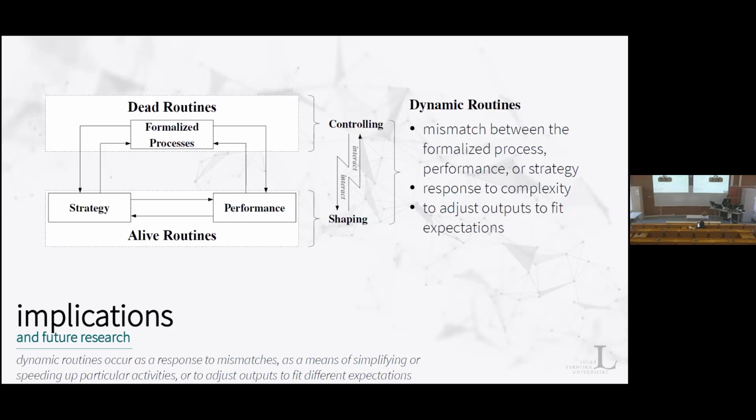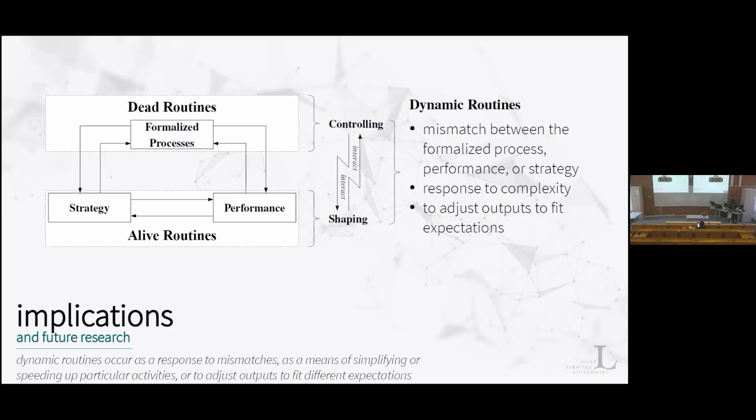But how do dynamic routines occur then? Well, from this explanation model that we just went through, it was clear that dynamic routines can occur in response to complexity. Is there any way that we could make this simpler, speed the process up a little bit? Like we saw with the risk analysis case. Here we have an example where doing this over and over again helped them shape a new understanding for how they could do this activity in the future that would save them time and resources.